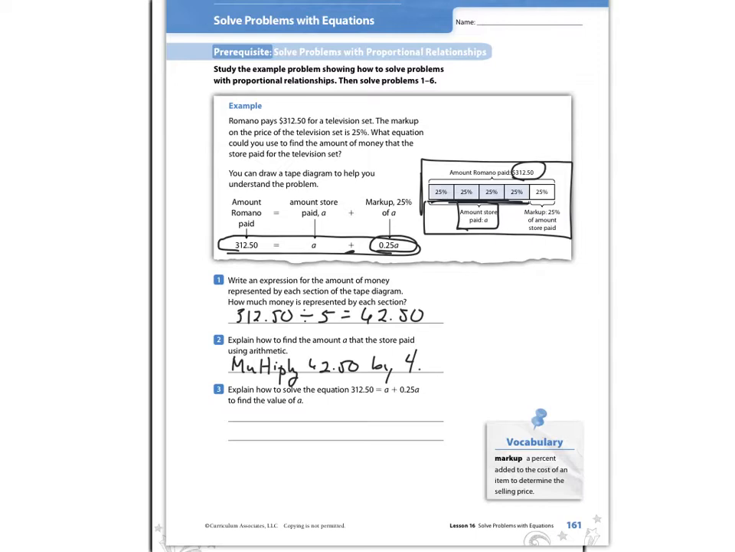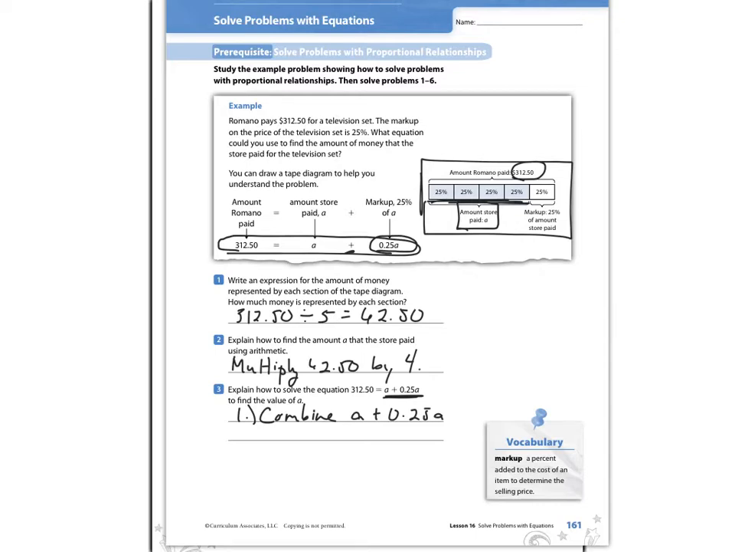Number 3, explain how to solve the equation $312.50 equal to A plus 0.25A to find the value of A. So we're not actually finding the value of A. We could if we wanted, and maybe we will. But the first thing we'd want to do if we had to explain is, first step, combine A plus 0.25A. Previous lesson we talked about like terms, same variable raised to the same power.